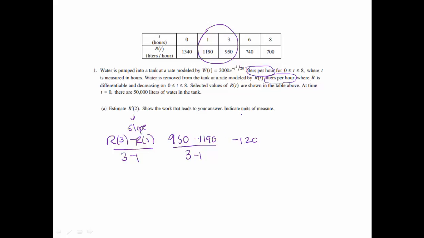And for units of measure, my R is on the top and my t is on the bottom, so it's going to be liters per hour per hour. So I'm going to put liters per hour per hour, or we could also just put liters per hour squared. This was worth 2 points. You got 1 point for getting negative 120, and 1 point for the liters per hour squared.